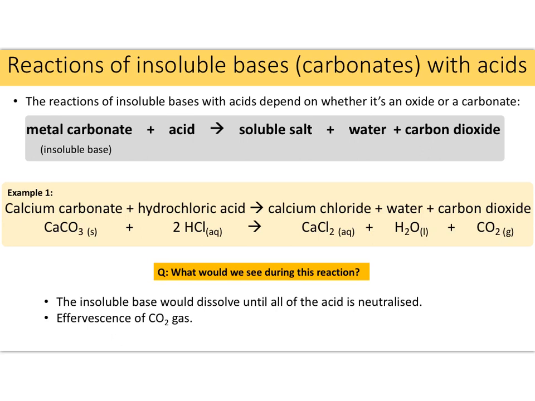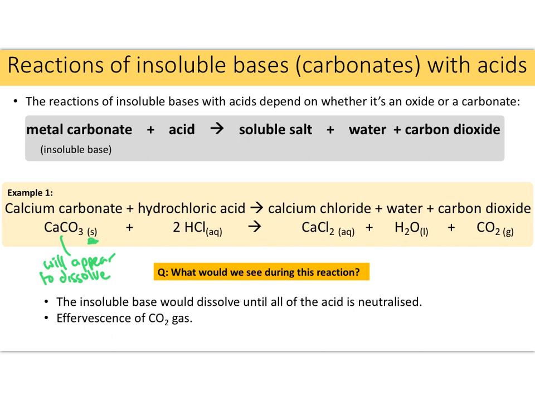So let's still focus on the insoluble base for the moment. We can see from the example equation of calcium carbonate and hydrochloric acid, they've given us the state symbols, and we can see that the carbonate is a solid, and so we have a solid on the left-hand side of the equation. And if you look at the right-hand side, aqueous, liquid, and gas, we don't have any solid on the right-hand side. So again, just as before, the calcium carbonate is going to appear to dissolve. It's not dissolving; it's reacting with the acid.